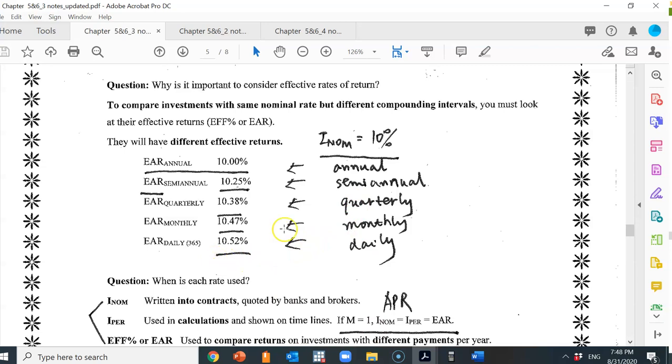Sometimes you get different numbers such as 8% semi-annual, 6% quarterly. It's hard to compare them. So you can just convert the numbers into effective annual rates so they're at the same frequency of compounding. Then you can compare the actual numbers. The higher the effective annual rate, we know it's a higher return that will give us.